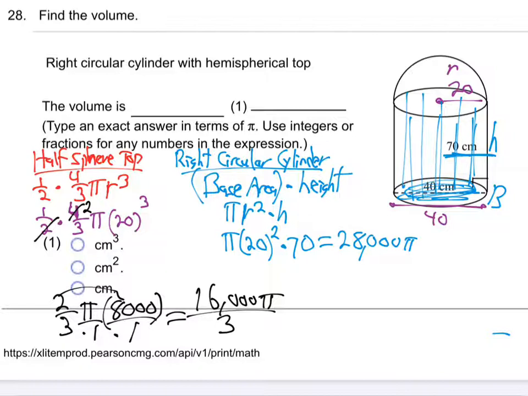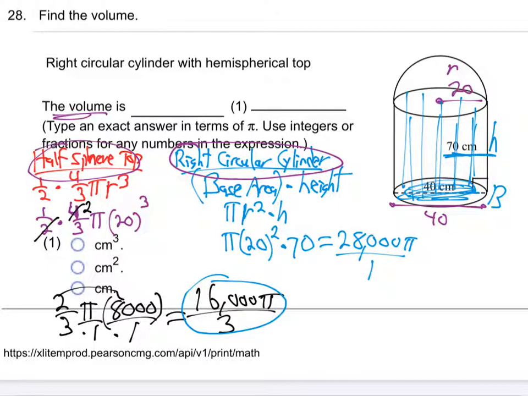28,000 pi. So now we need to add those together. If we're going to add 28,000 pi to this, we're going to have to get a common denominator, aren't we? The only way to add those two together is with a common denominator. So this is over 1, because we have to add. We have the base, the right circular cylinder, the soda can base, and we have the half sphere on the top. We have to have the volume for each piece. We have to add them together to get the total volume for the whole shape.